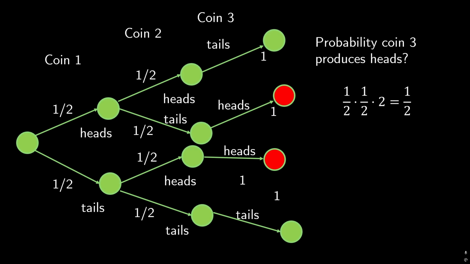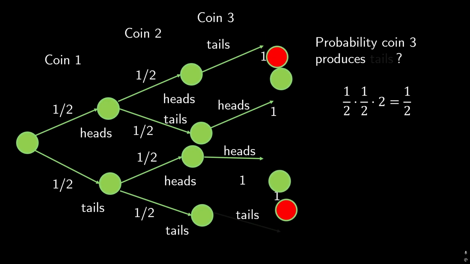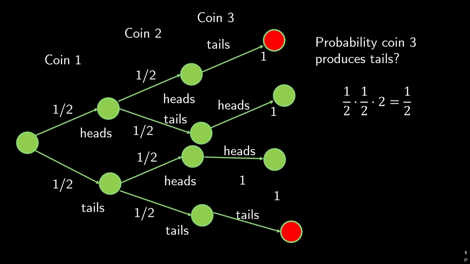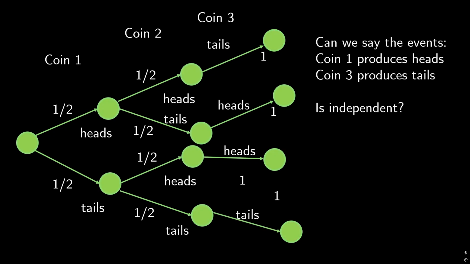Okay, now the probability that coin 3 produces tails instead is a very similar argument, but you walk a different part of the tree. It's still half times half, and you can do this for 2 possible ways. Either you go up and up the tree, or you can go down and down the tree, in which case you still produce the same tails. So that's half times 2, which is also half. So the probability that coin 3 produces heads or tails is half. And we can even ask something like this.